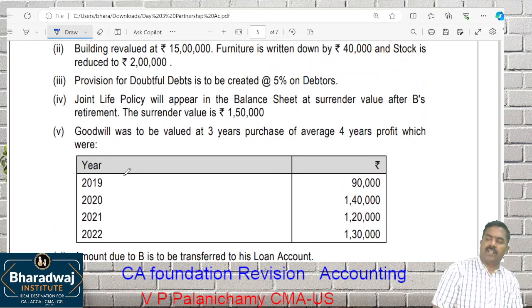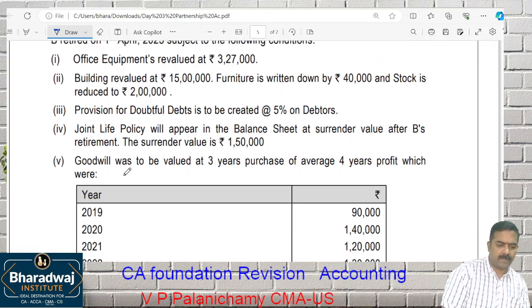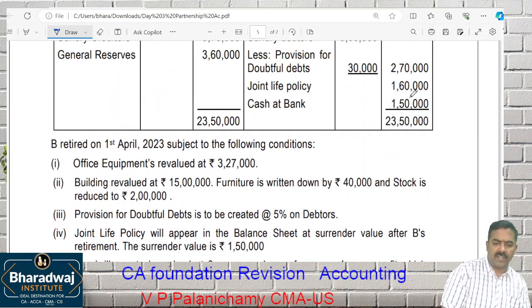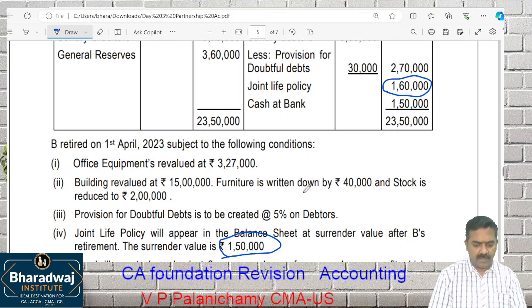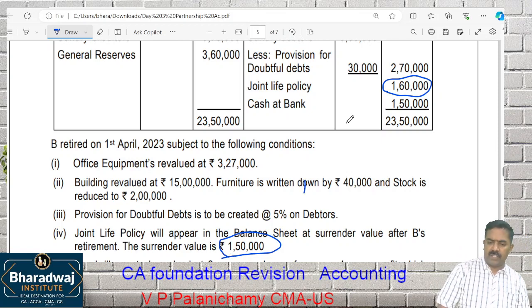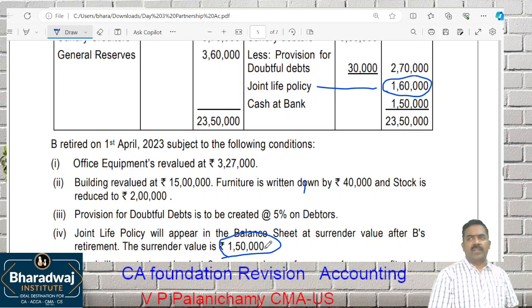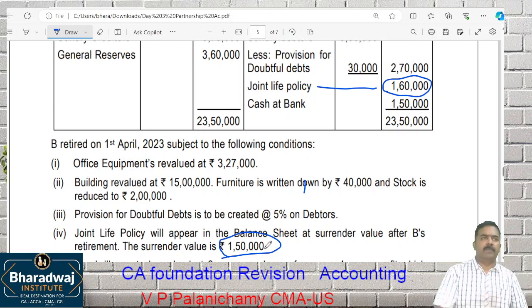Goodwill, either you can raise and write off or you can adjust in capital account. Anything you do, it will have the same impact. Joint life policy, already 1,60,000 is given in the balance sheet, but surrender value is only what? 1,50,000. It is a reduction in the value of asset. 1,60,000 is in the balance sheet. Revalued amount, how much is given? 1,50,000. You can pass a separate journal entry like partners' capital to joint life policy.